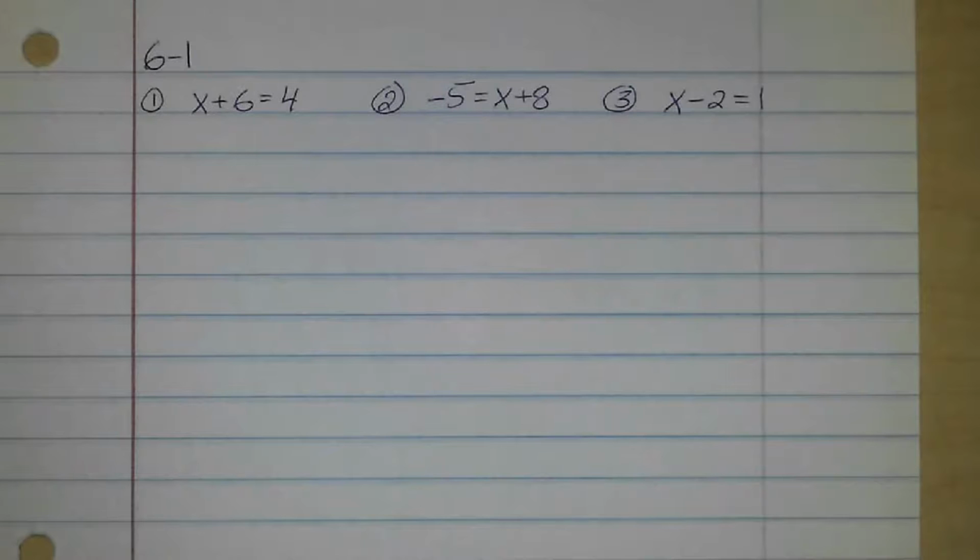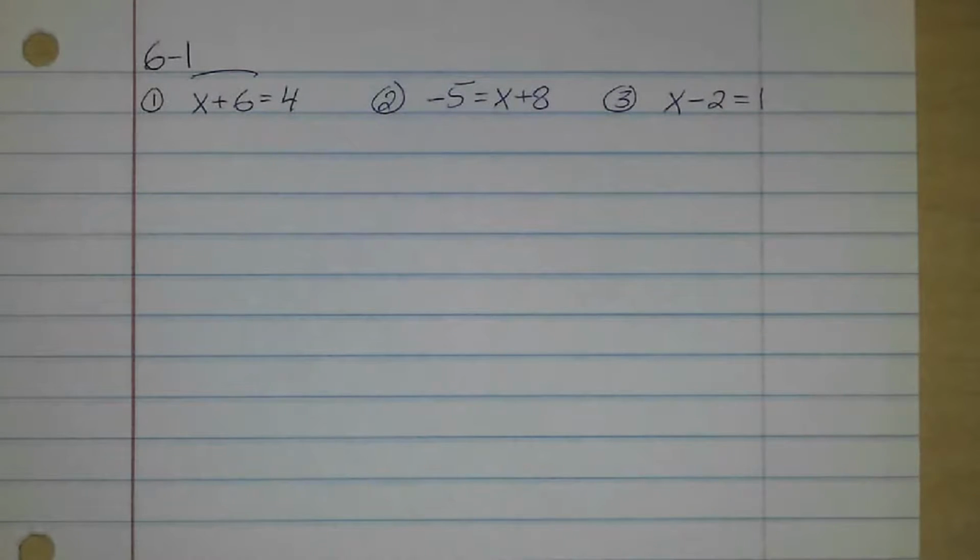First section, Chapter 6, Section 1. Okay, so these questions are all one-step problems, the most basic form. So what you're going to do is look at the side with the variable. For question 1, that's the left-hand side of the equal sign, right there. And you want to get x alone. You always want to get the variable alone.